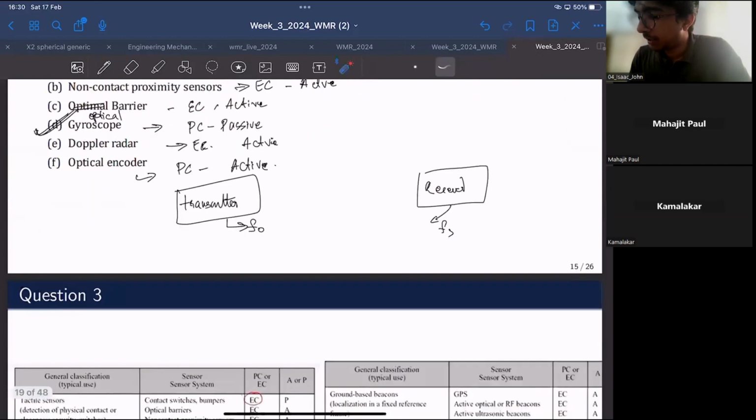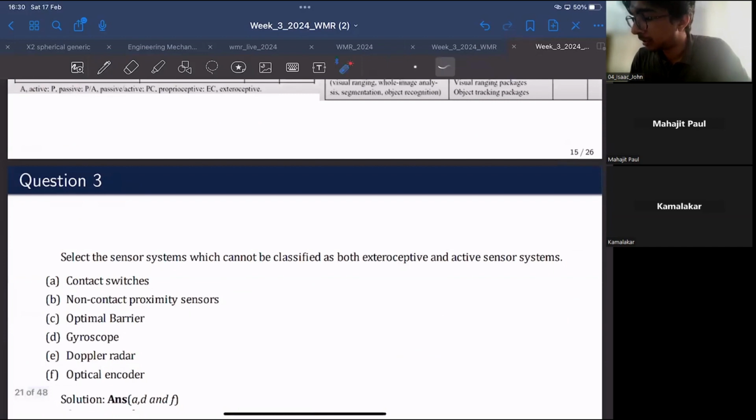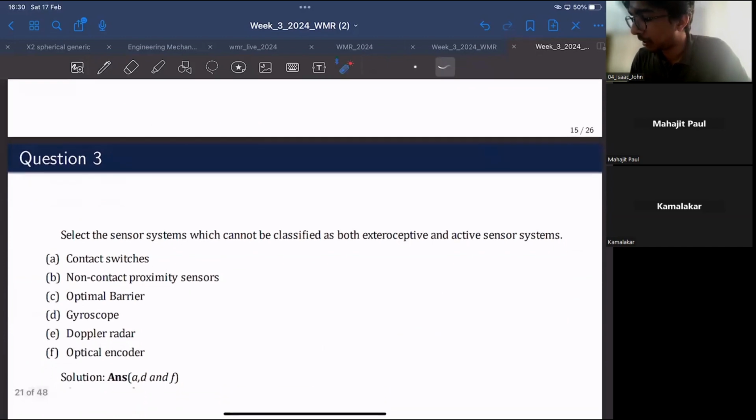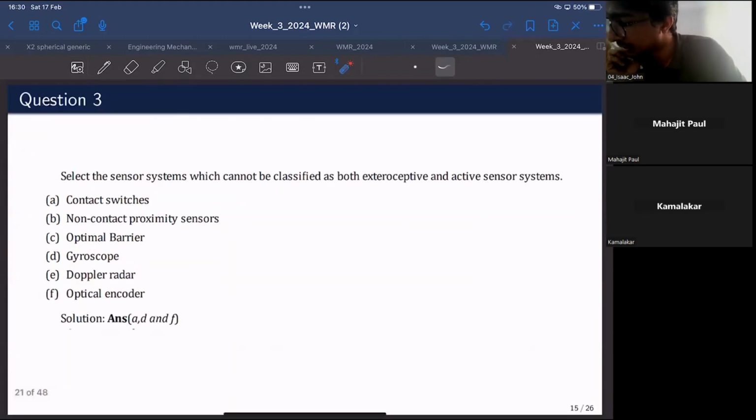Okay, so with that, the options given are actually A, D, and F. I think contact switches, gyroscope, and optical encoders are all the correct answers. Does that make any sense? Both exteroceptive and active sensors.